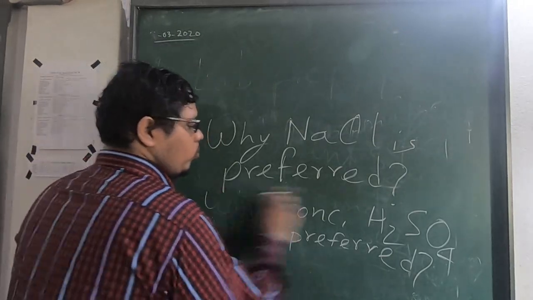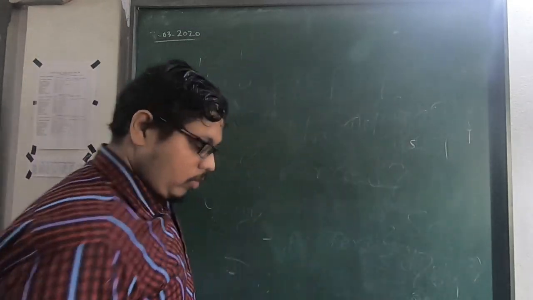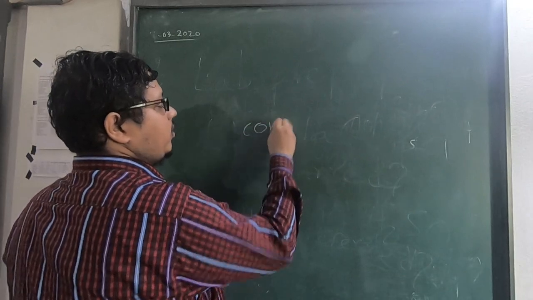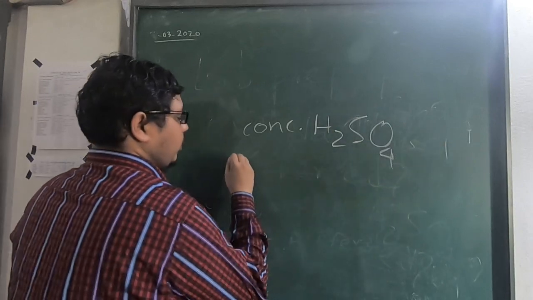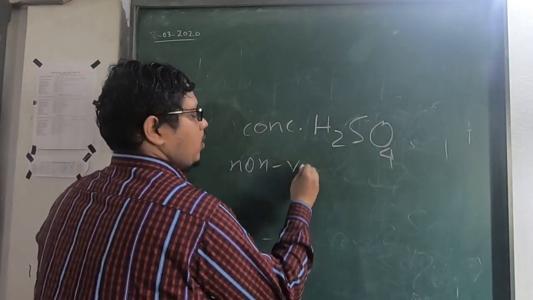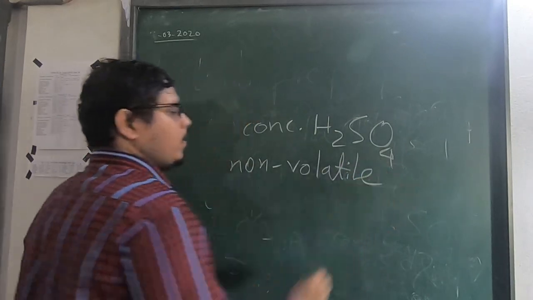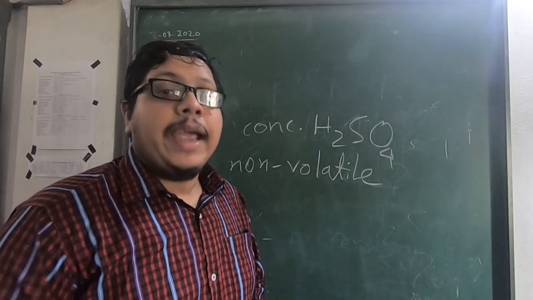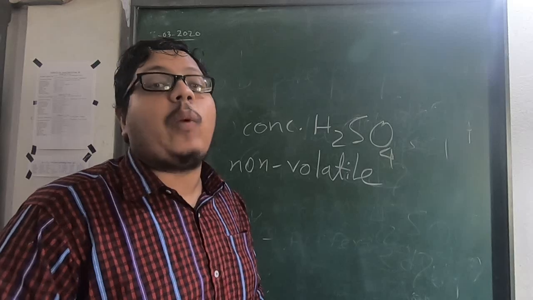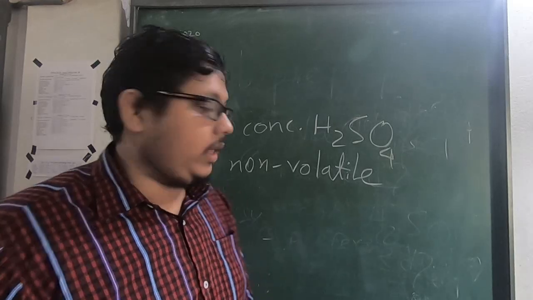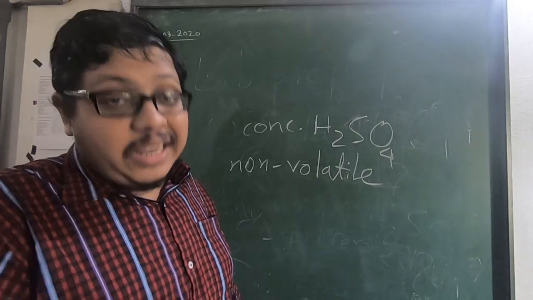Let me write it down. Concentrated sulfuric acid is non-volatile. Non-volatile, also we call it least volatile. Volatile, what does that mean? It means it evaporates. If something is called volatile, it will evaporate quite easily. It will vaporize quite easily. However, non-volatile means that it will not evaporate so easily.